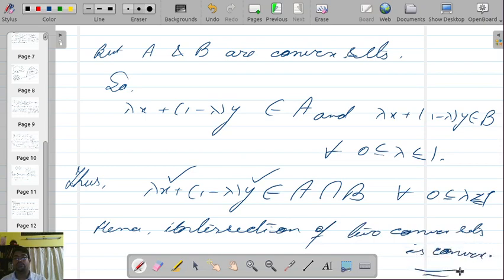Try to check whether the union of two convex sets is convex or not. There is another one: the intersection of an arbitrary number of convex sets is also a convex set. So this was about convex sets. There are certain other properties and theorems which we will do in the next class.